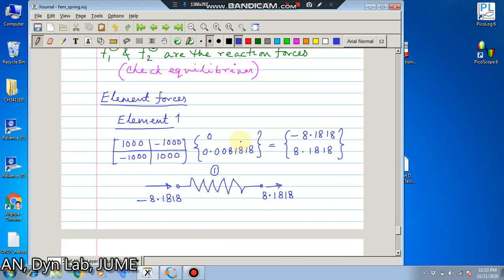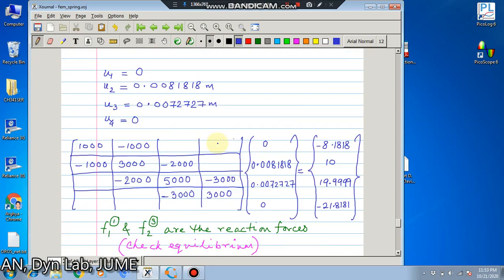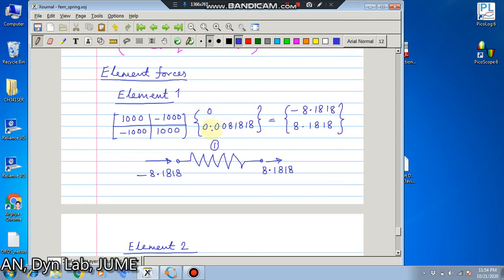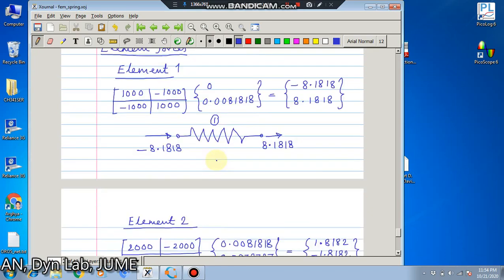Now element wise you can get the forces. Suppose element 1, so this is the element stiffness matrix, and what are the 2 degrees of freedom of this element? This U1 and U2 are the 2 degrees of freedom. So displacement corresponding to these 2 degrees of freedom, and if you multiply, then you get this. So for this element, the force is in the other direction and this force is this. So this element is under tension.